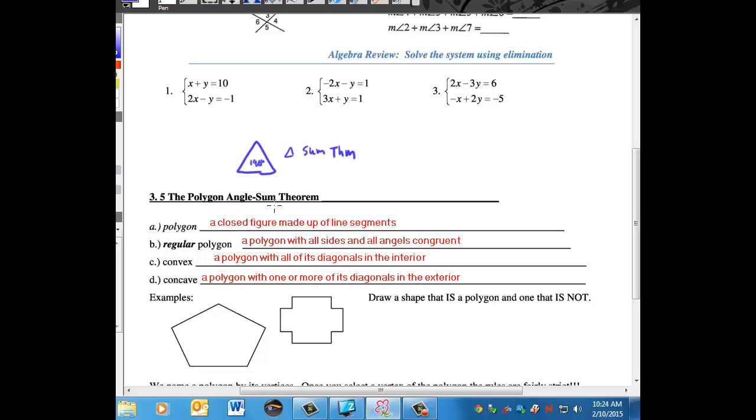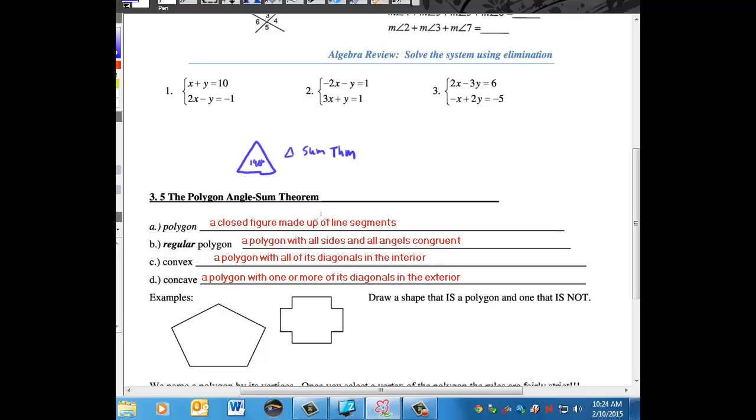And it's interesting to note that this section is called the polygon angle sum theorem. So it looks like we're going to be coming up with a rule that will determine the sum of the interior angles of a polygon. Now, we're not there yet, but that's just something to note and to keep track of.